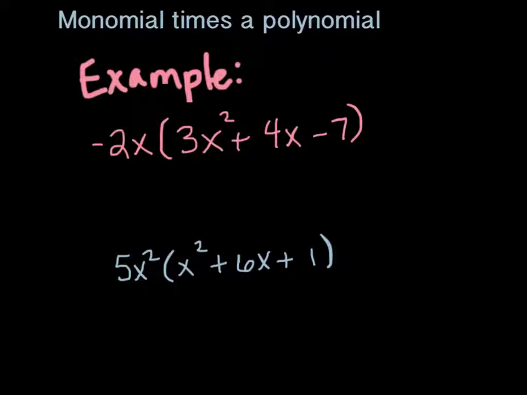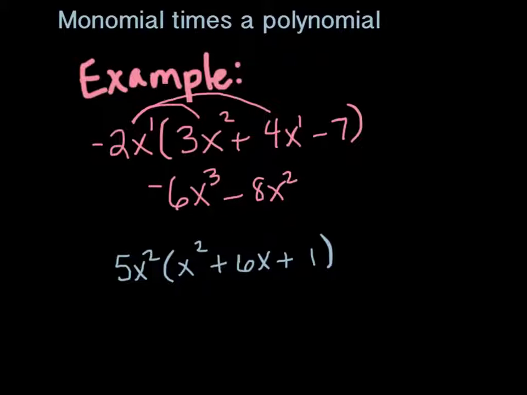Now remember to follow your rules of exponents that we learned in the last few weeks. So you're going to take negative 2x times 3x squared. You get negative 6x to the third power because there's a 1 here. And remember, when you're multiplying an x to the first times an x to the second, you add the exponents. Okay, then we take negative 2x times 4x, and we're going to get negative 8x to the second, because remember there's a 1 there. And then negative 2x to the first times negative 7 is positive 14x.